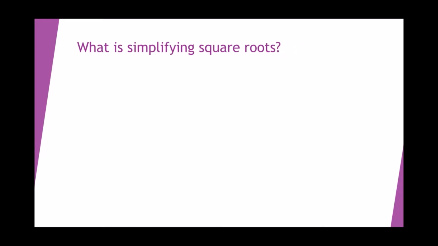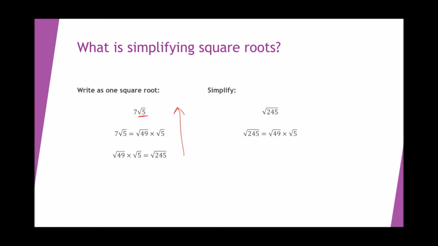As it turns out, what we're going to be using more often is to simplify square roots. But what is that? Well, in the previous slides, we wrote something as one square root. So we went from 7 square root 5 to square root 49 times square root 5 to square root 245. Simplifying a square root goes exactly the other way around. So we try to have this square root as small as possible. So we might actually start with square root 245 and we try to split it up as square root 49 times 5 and then get to 7 square root 5.